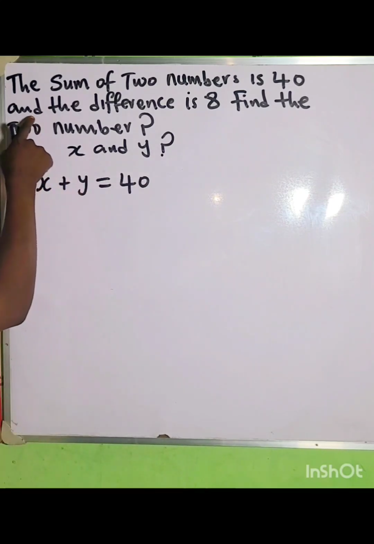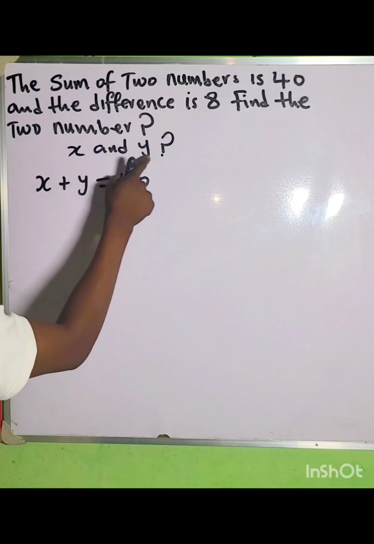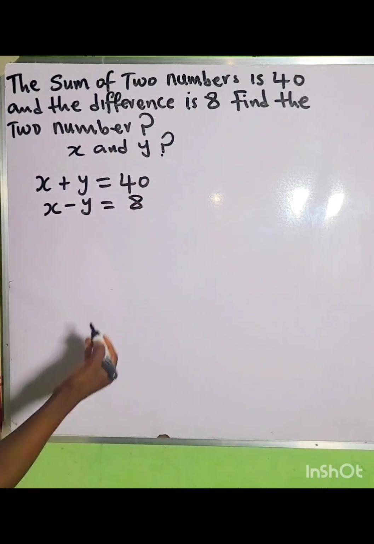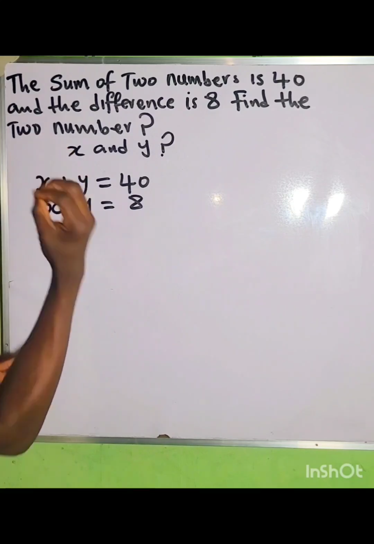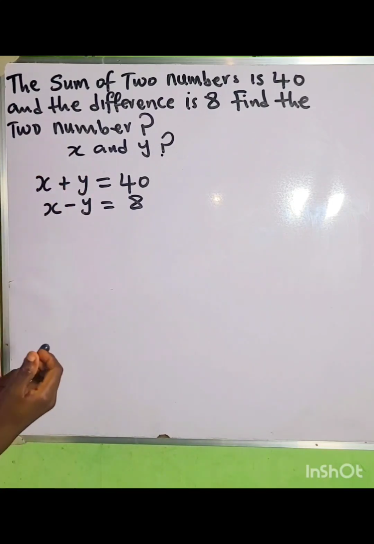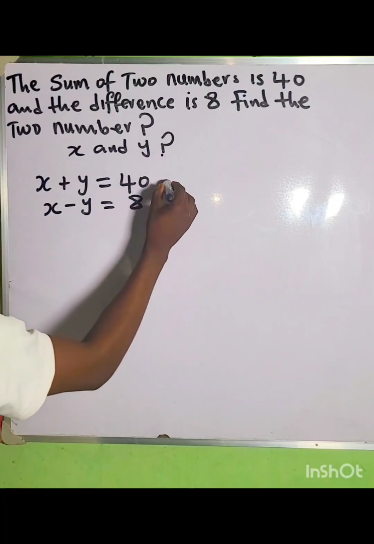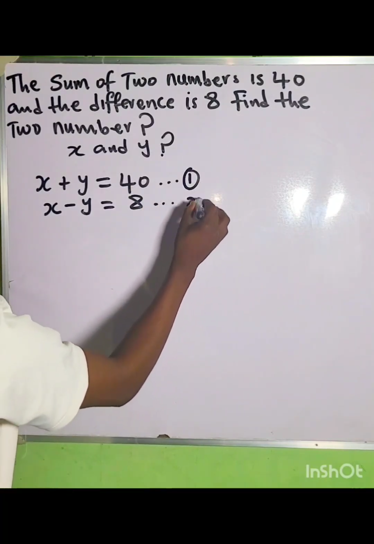Then if you go forward, the difference is 8. So the difference of these two numbers is 8. So x minus y is going to be 8. Now we are asked to find the value of the two numbers, which are x and y. So this is a simultaneous equation. We're going to solve it simultaneously. So we can name this as equation 1. We name this as equation 2.